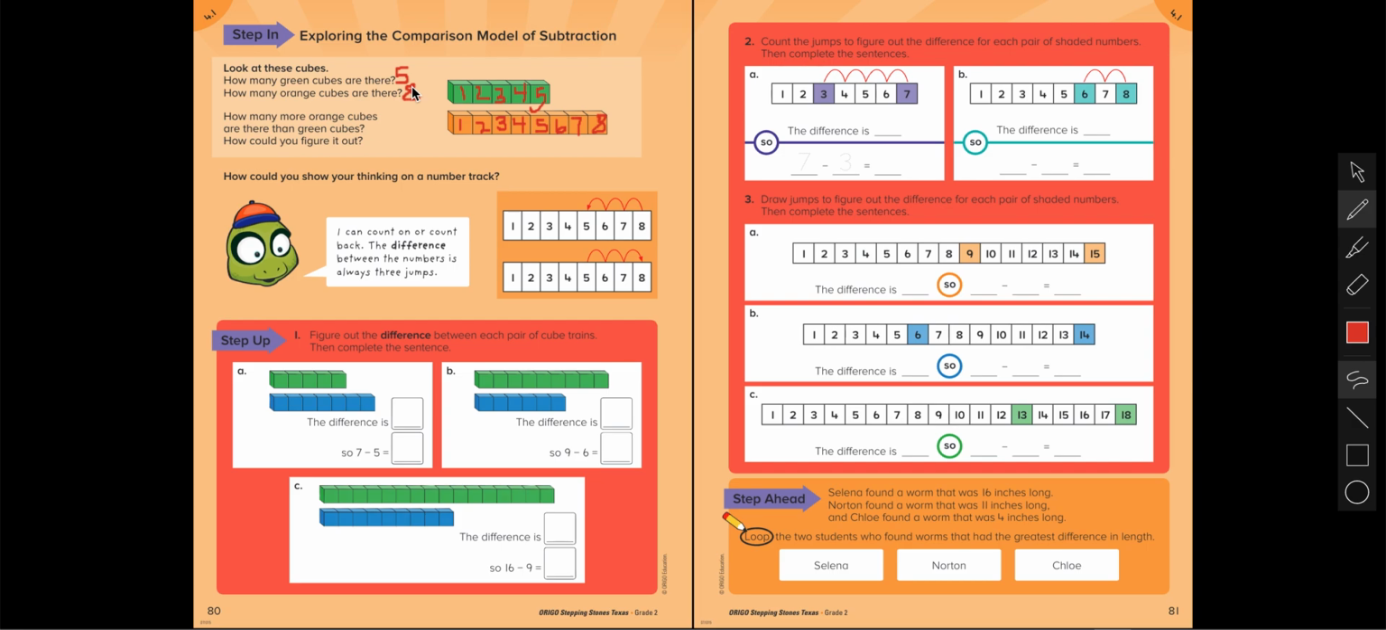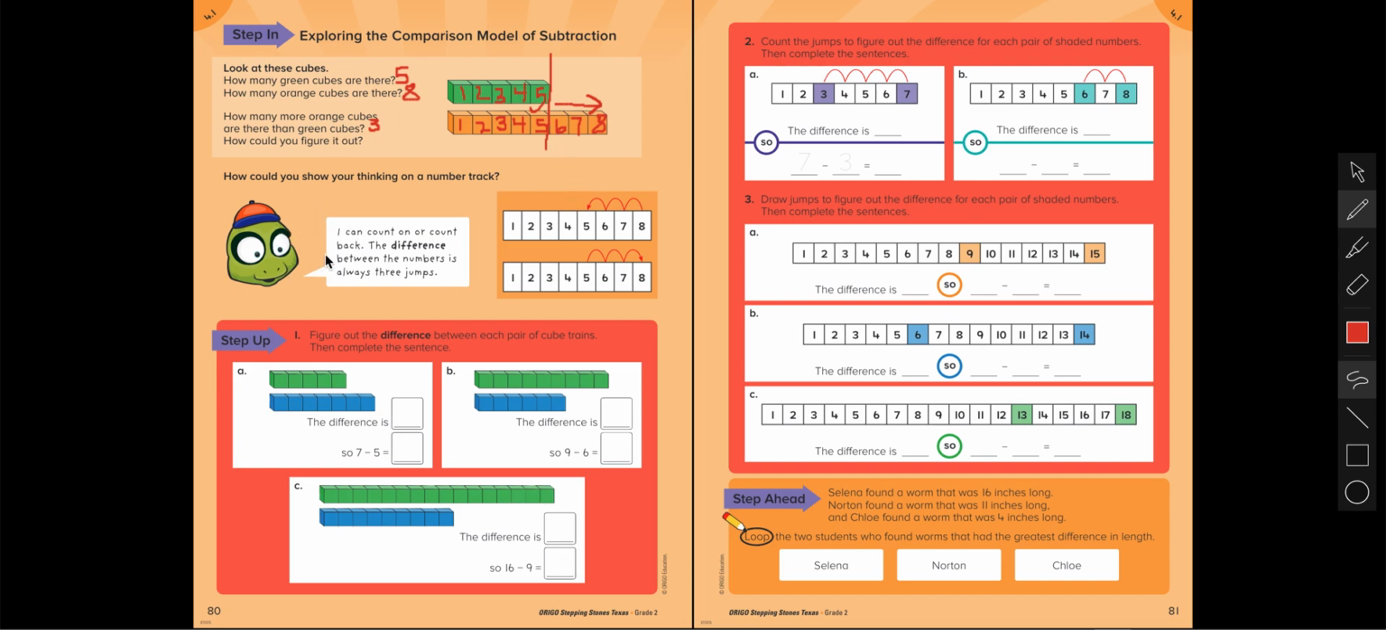Now remember, anything that I am writing on my page, you're going to write on your page too. The next question says, how many more orange cubes are there than green cubes? The first thing I can do to help myself is get a line and draw it straight through where the orange and green end together. Then I can count how many more orange are left. I have 1, 2, 3. I have 3 more orange cubes than green.